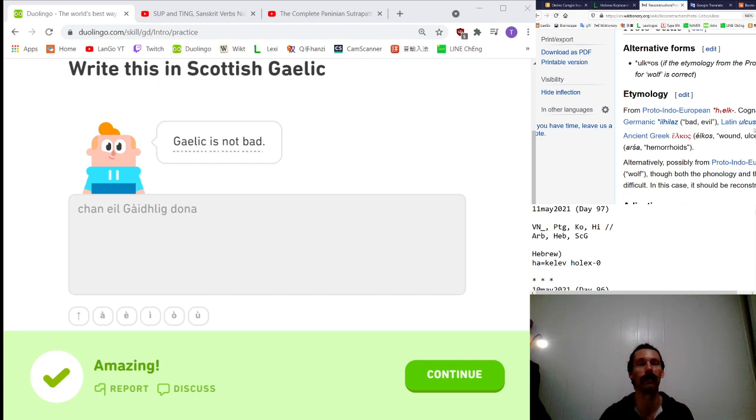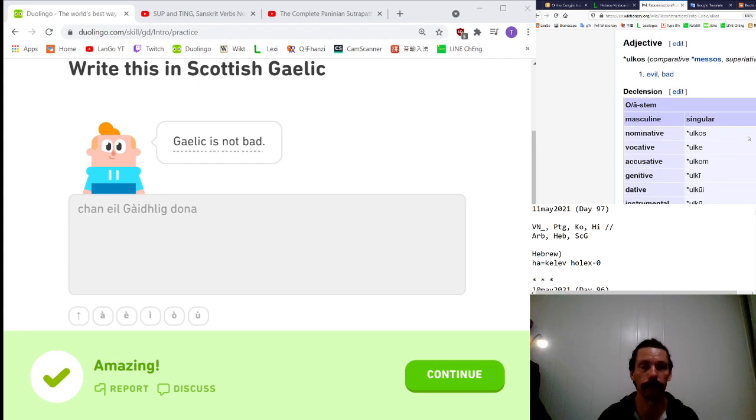Ilchilaz in Germanic. Latin ulcus, wound or sore. Ilkos in Greek, wound, ulcer. Ursha, hemorrhoids. The wolves. Oh, okay, no, this is a separate one. Yeah, or alternatively from Indo-European, wulk was the wolf, though both the phonology and the semantics are difficult. In this case, it should be reconstructed ulquos.